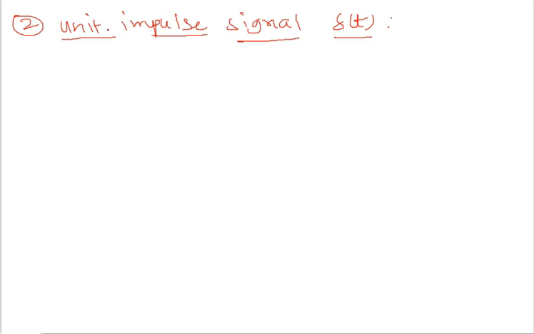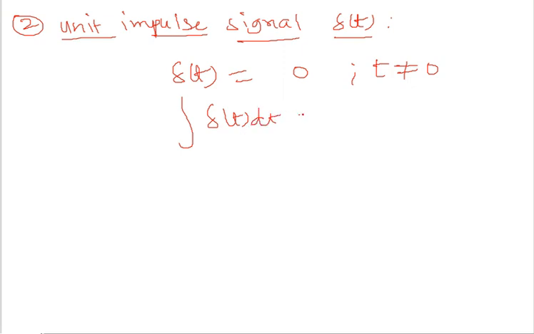Hello. Next we will see the unit impulse signal denoted as delta t, and it is defined as delta t equal to 0 for t not equal to 0, and its integration is equal to 1, which means the area under the unit impulse signal is 1, and it is 0 everywhere where t not equal to 0.